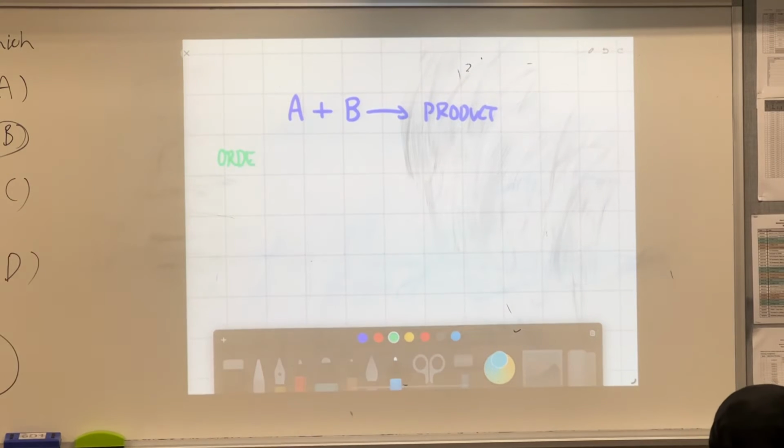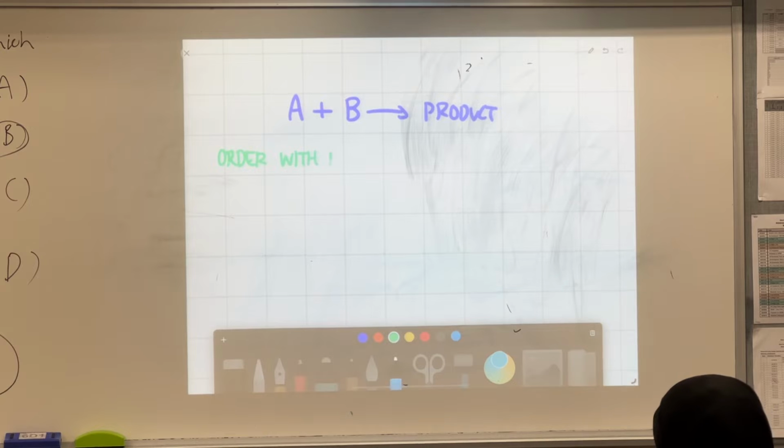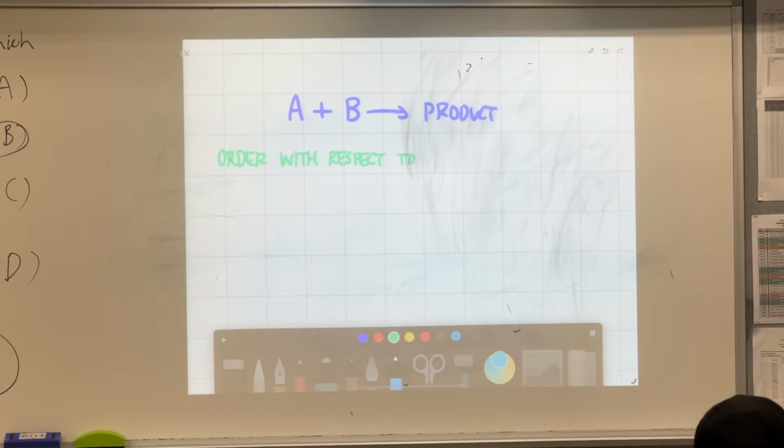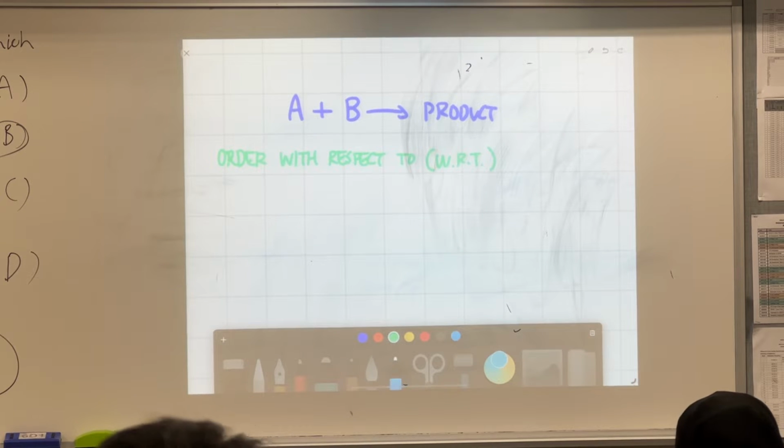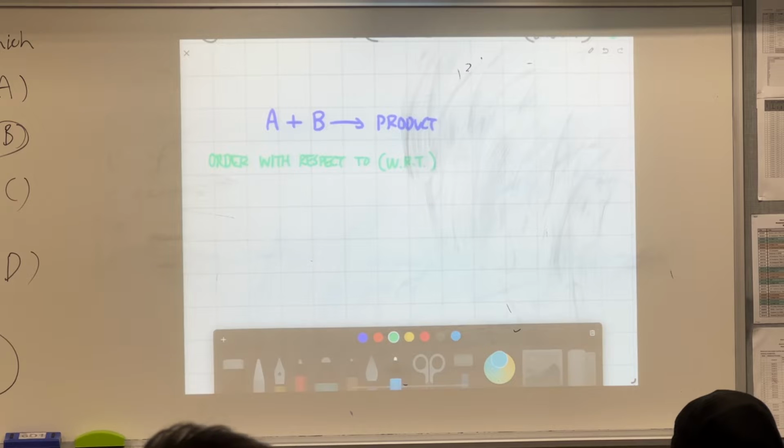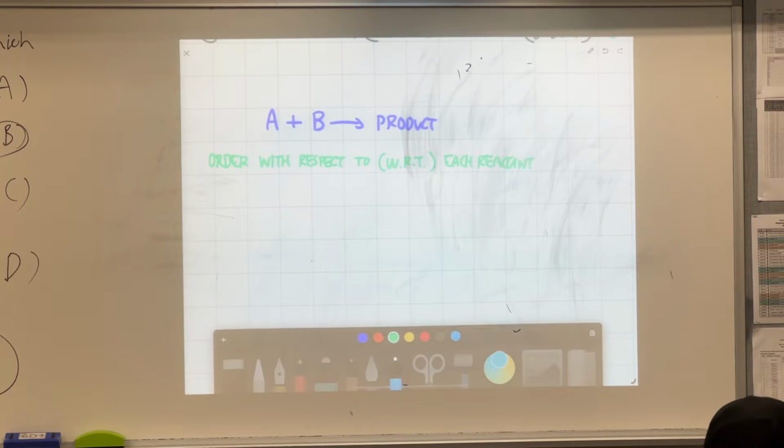Okay, so the order with respect to, which we can write as w.r.t., and I will write it as w.r.t. sometimes, with respect to each reactant, can be found experimentally. Okay, so we can only find it experimentally. We cannot find it just by looking at the mole ratio.